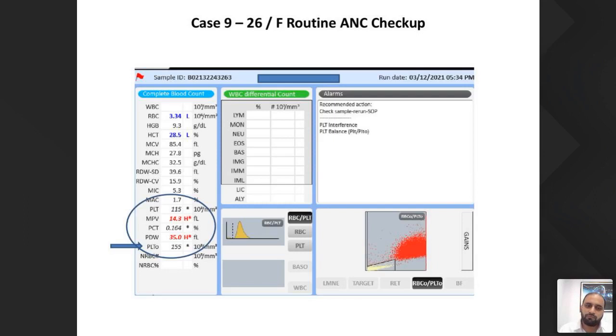Otherwise, the platelet impedance count is absolutely correct when it comes to a normal platelet count. So in this study, we have taken up only those samples which have a platelet count of less than 120,000 and a high MPV. So this is something which the CBC analyzer gives me in terms of platelet count.